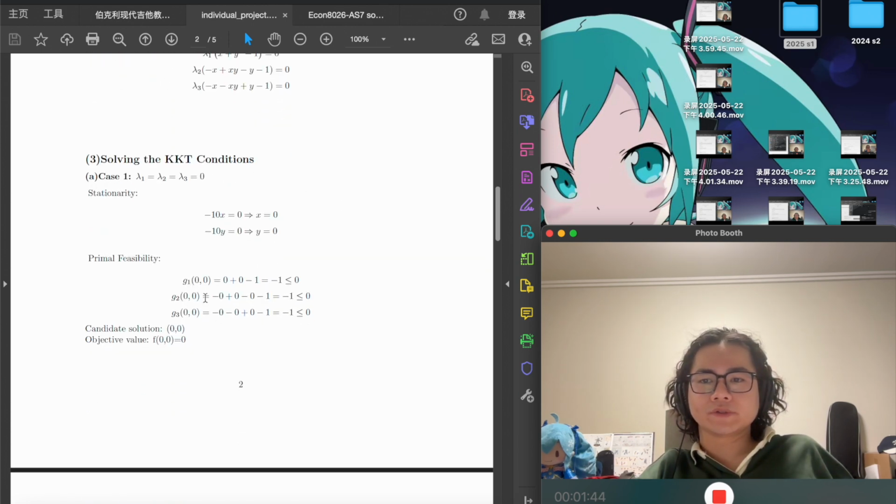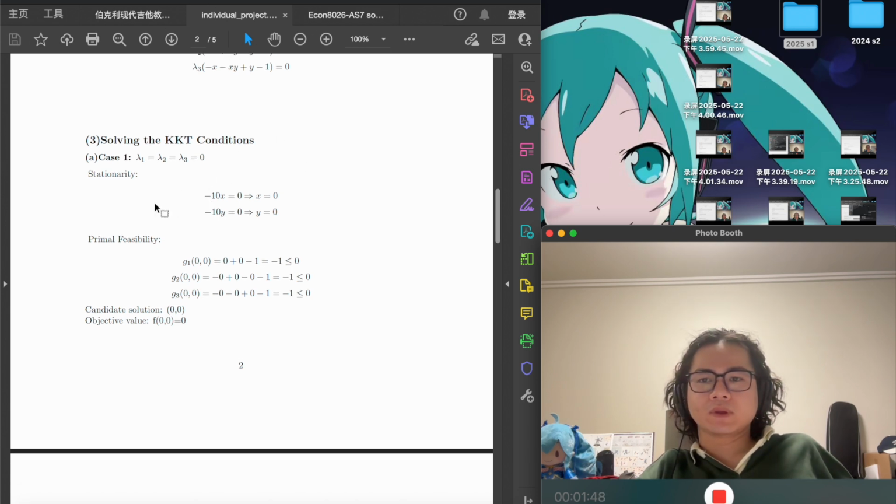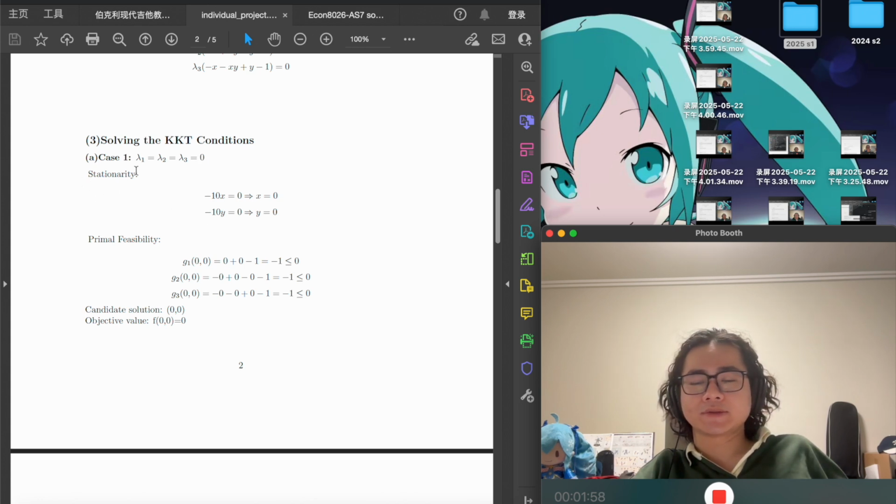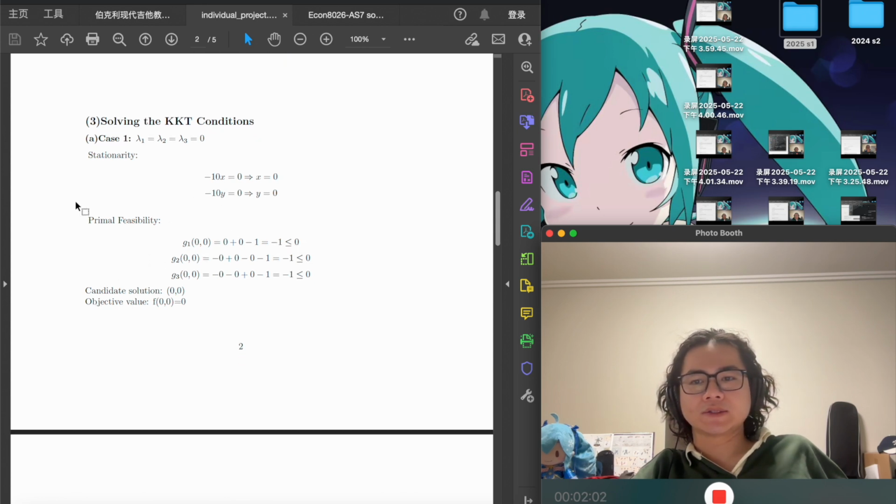And then we should solve the KKT conditions. Case 1, we assume that lambda 1, lambda 2, lambda 3 are all equal to 0. And according to stationarity and primal feasibility, we can get a candidate solution and objective value.